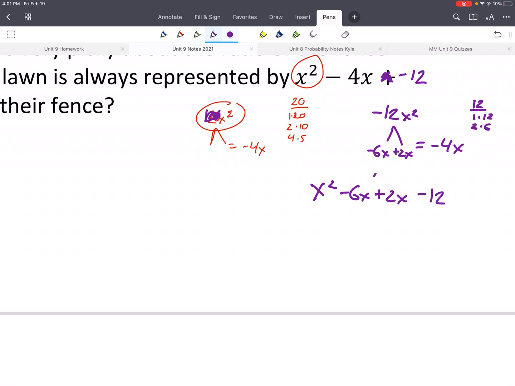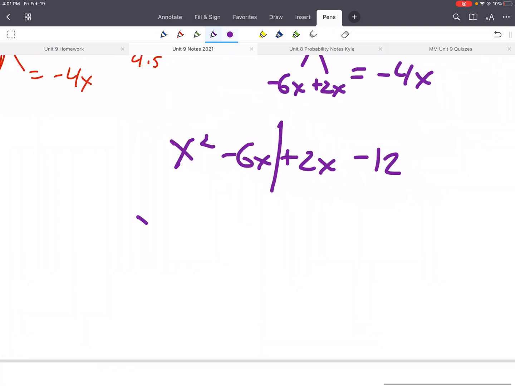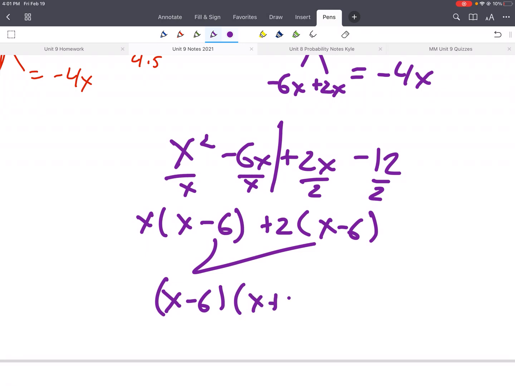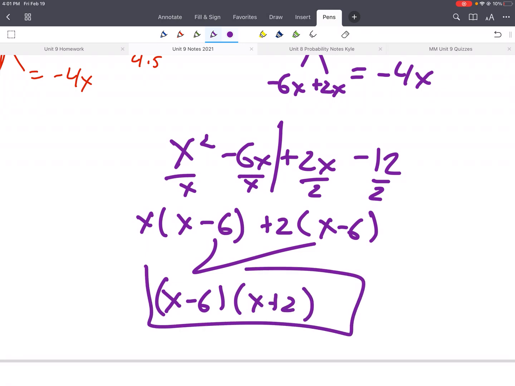And then we could do grouping, could take out an x. That gives us an x minus 6. Here we can take out a 2. That leaves us with an x minus 6. So those are the same. We can factor that out. And what's left is the x plus 2. Sorry about that.